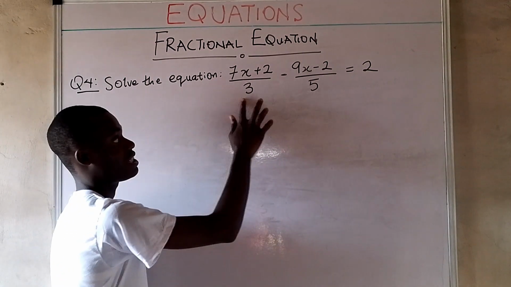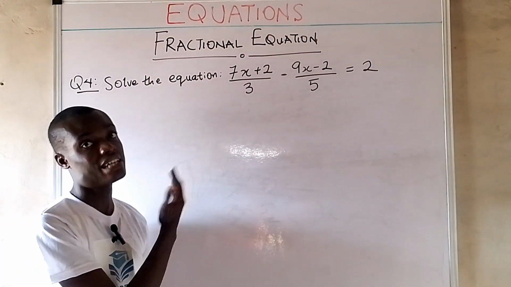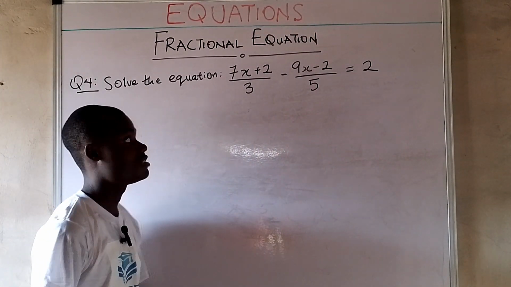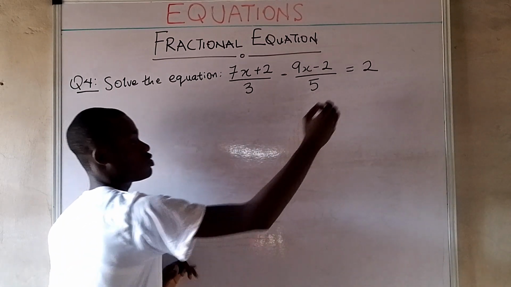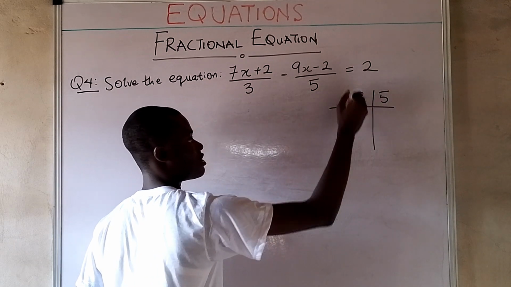So our denominators here are 3 and 5. Remember, you are finding the denominator on just one side. If you have more than one fraction on the other side, you have to also do the same thing. So we have to look for the LCM of 3 and 5. So we are going to quickly do that. 3 and then 5. We have to find their LCM.